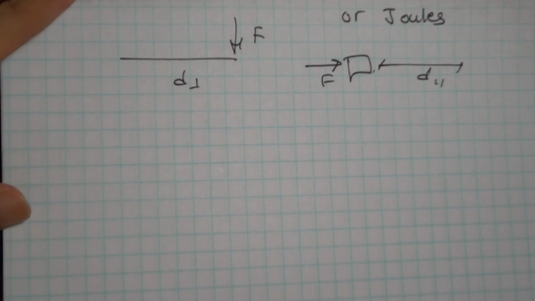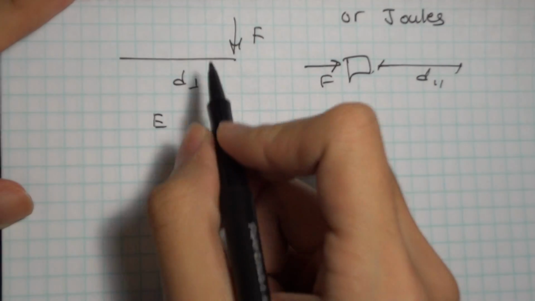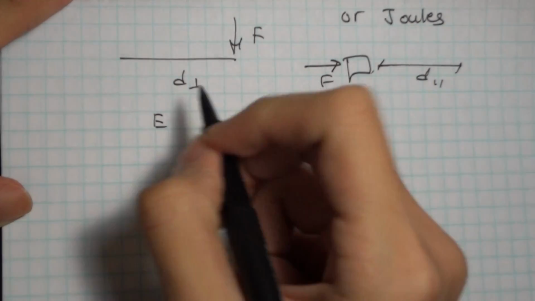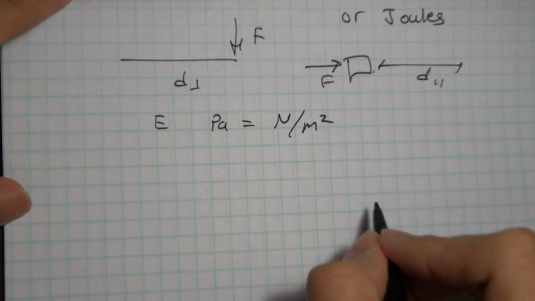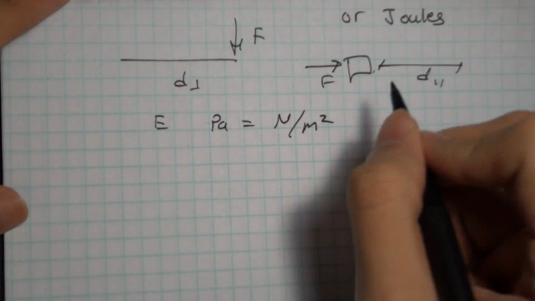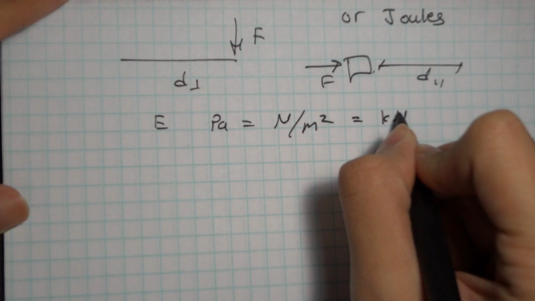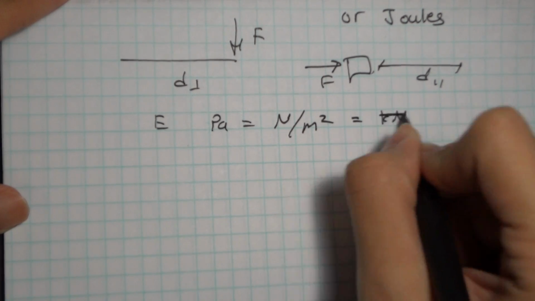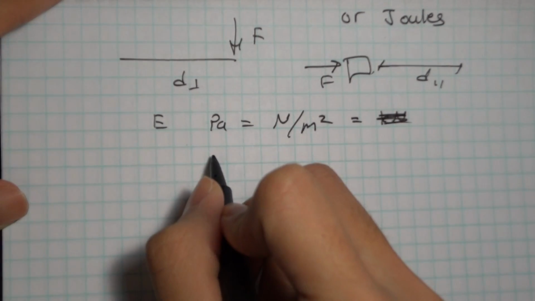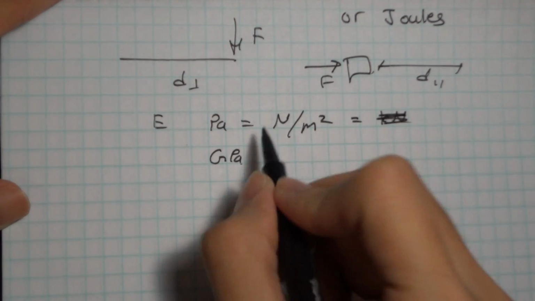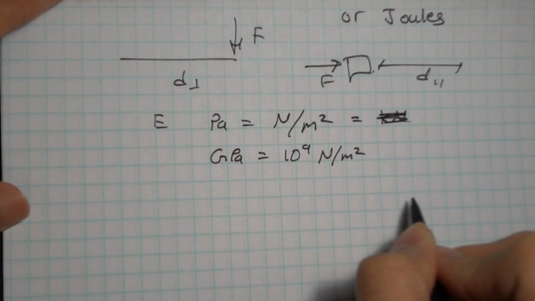What else is there? What is E? E is usually given. E is the modulus of elasticity. It usually has units of pascals, which is Newton per meter squared. Sorry, no, let me step back. For most materials that we work with, we're going to be working with gigapascals, and that happens to be equal to 10 to the 9th Newton per meter squared.